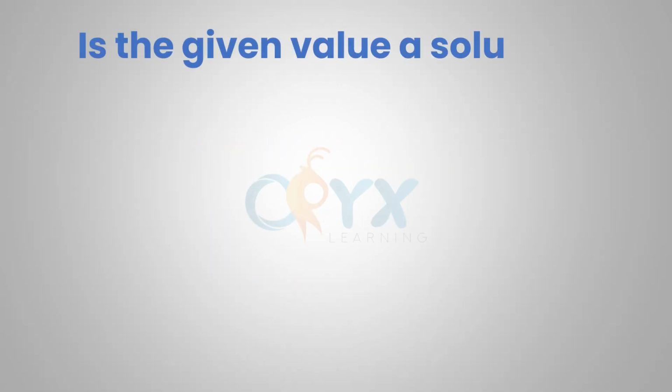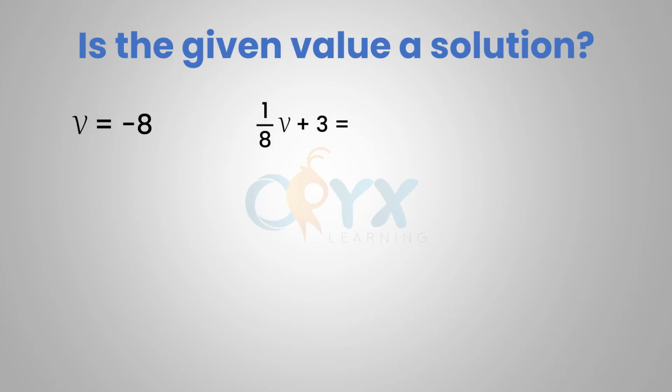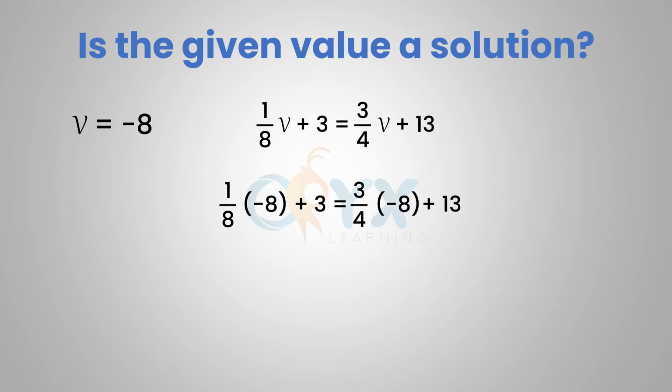Is the given value a solution? If we want to test if v equals -8 is a solution to the equation 1/8 v plus 3 equals 3/4 v plus 13, we can substitute in a -8 for v because v is equal to -8. After that, we will simply need to simplify both sides of the equation. So 1/8 times -8 will give us -1, and 3/4 times -8 will give us -6. That will leave us with -1 plus 3 equals -6 plus 13.